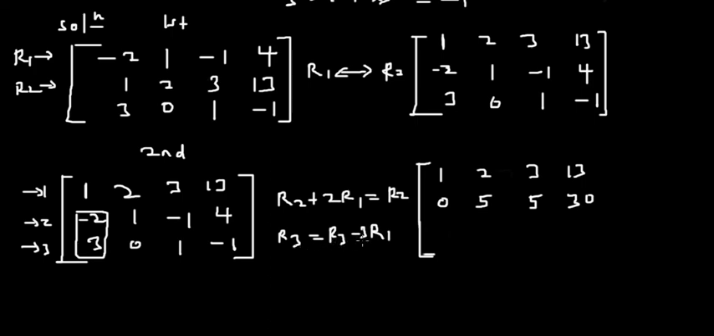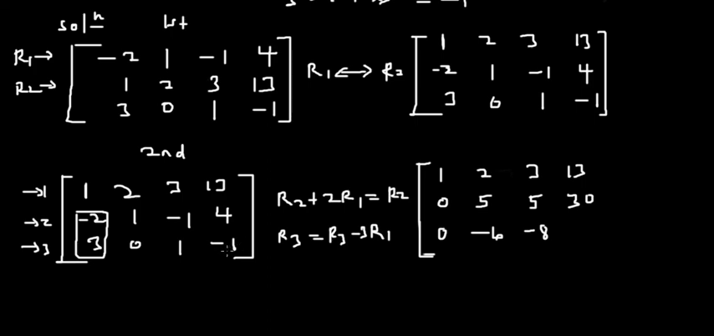So we have 3 minus 3 times 1. That will give us 0. And then we have 0 minus 3 times 2. That will give us minus 6. Then we have 1 minus 3 times 3. That will give us minus 8.